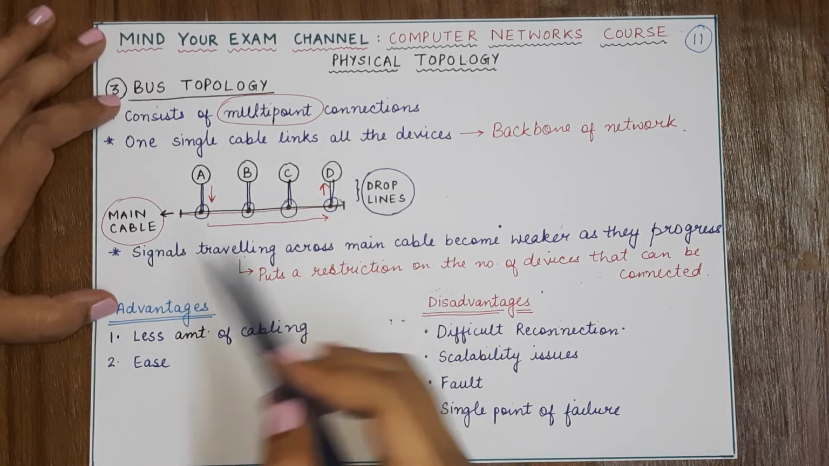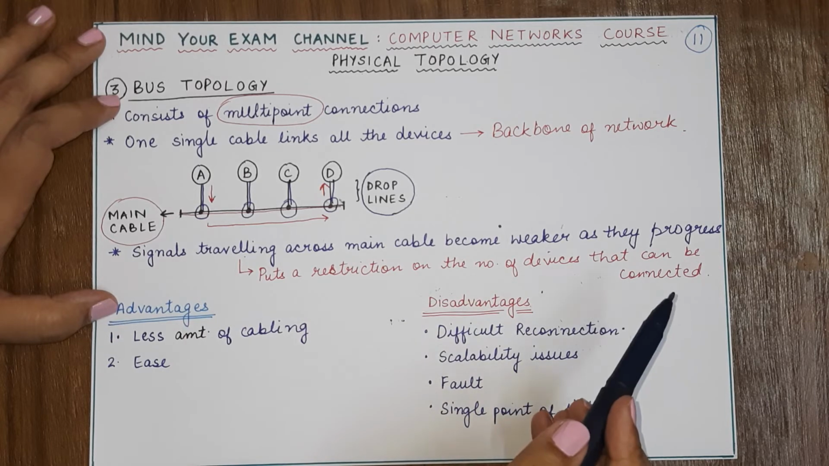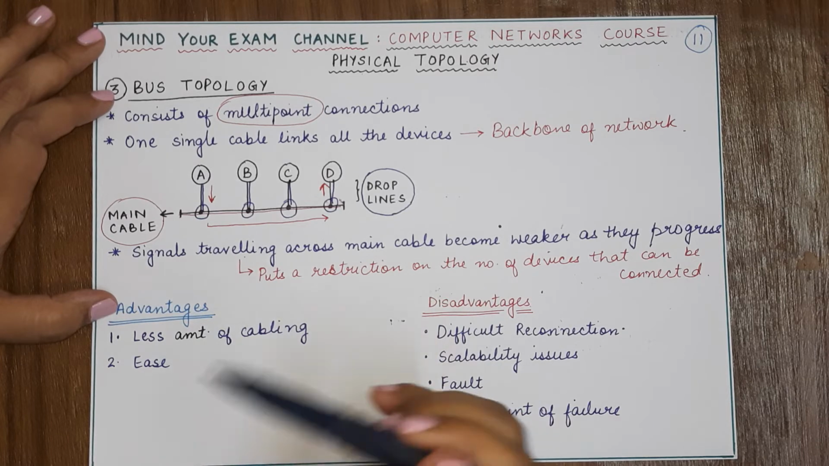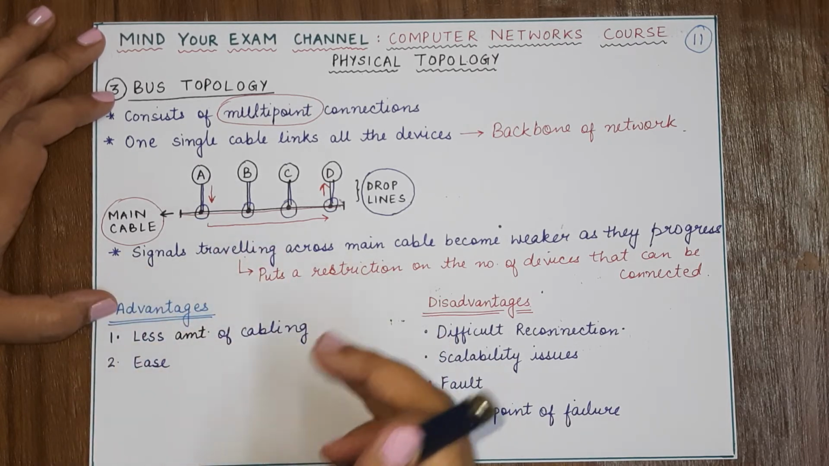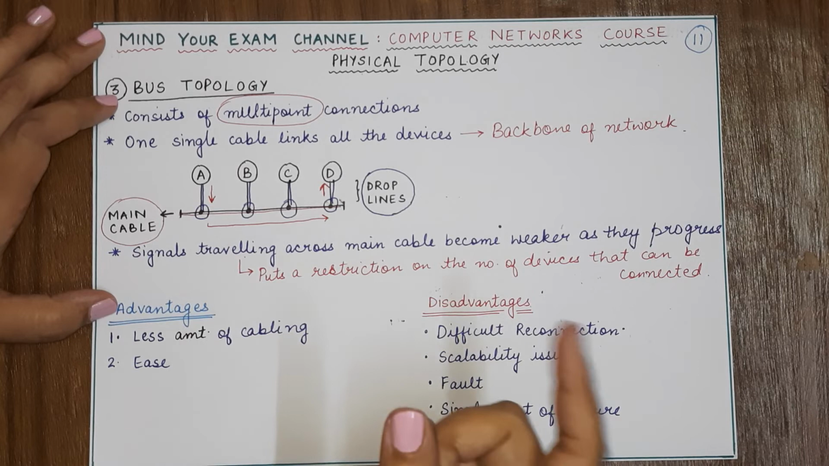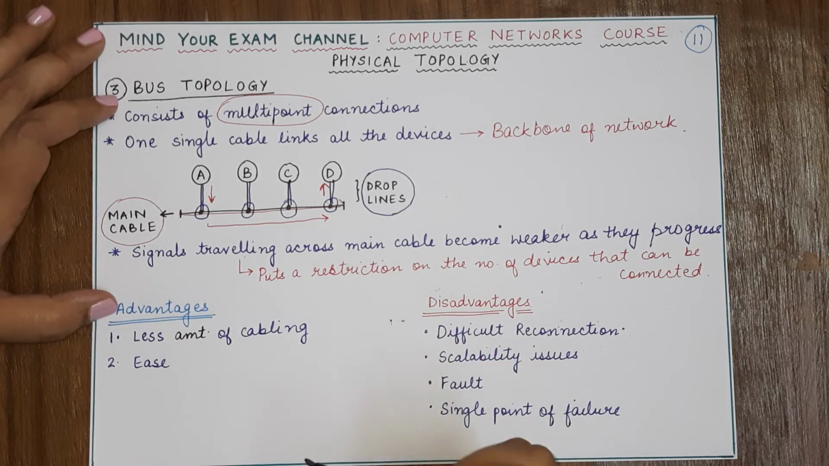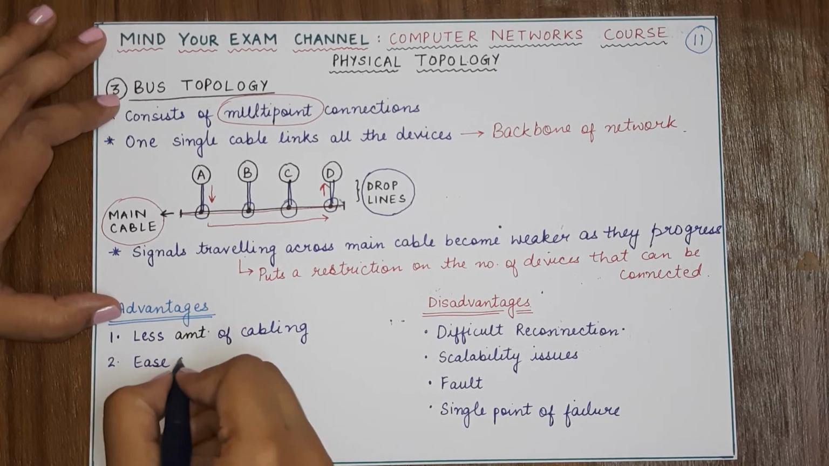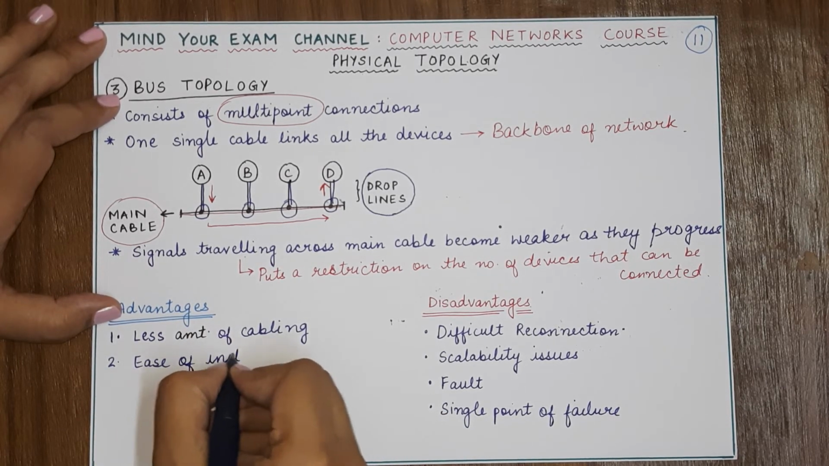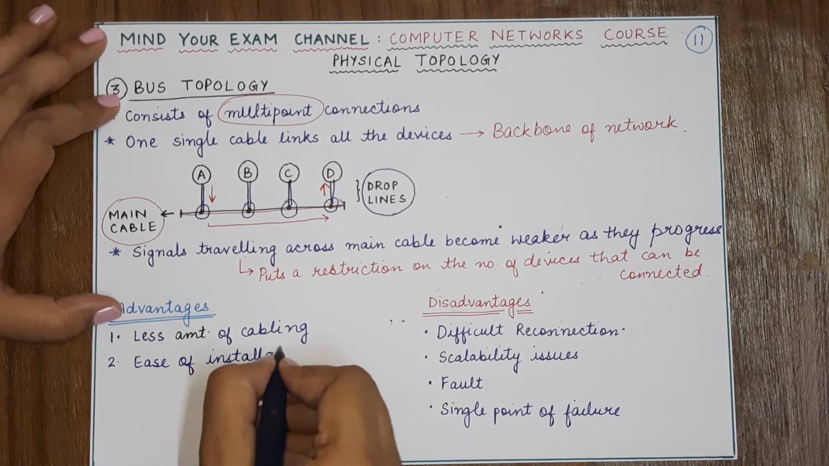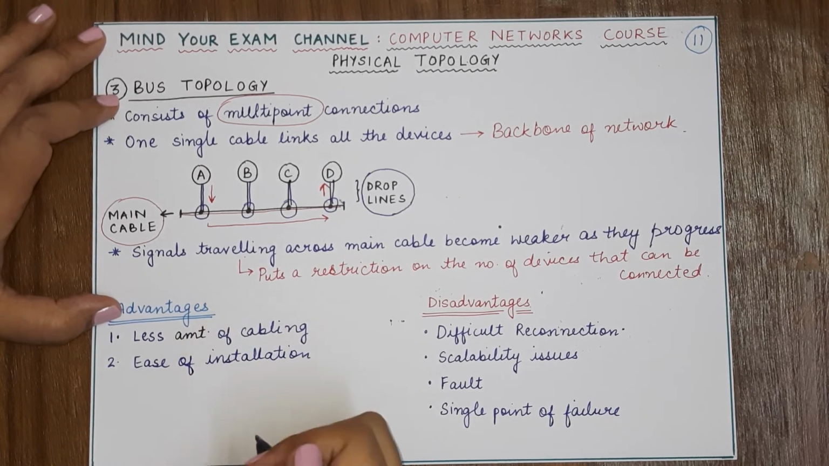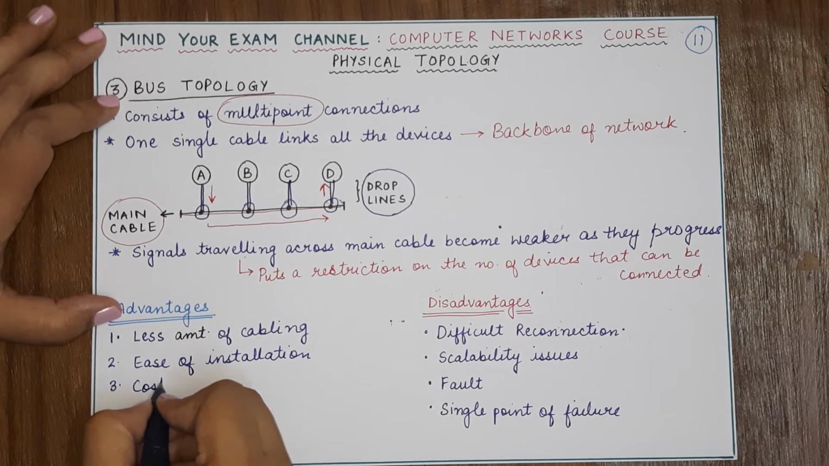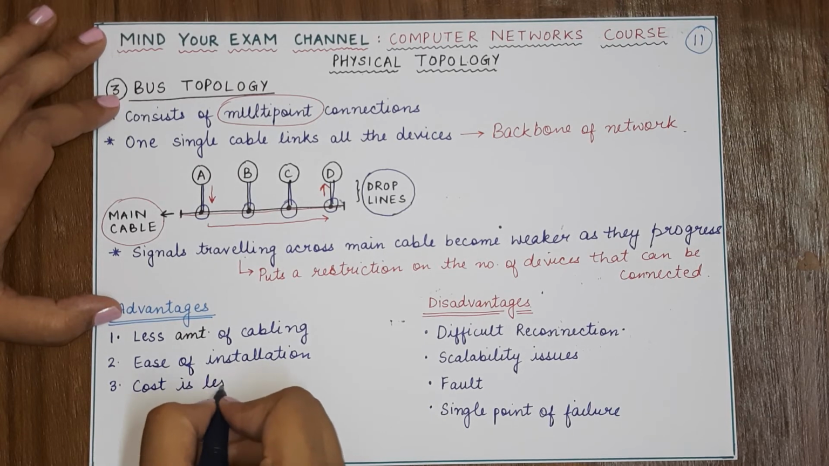Okay, and we can lay down the main cable in bus topology in such a way that it connects to the devices using a comparatively smaller length of cable. Okay, now since the amount of cabling is less, there is ease of installation. Only the device that needs to be installed has to have a single connecting wire to the main cable, and the cost is also reduced. Okay, to some extent cost is less because the cabling is less.